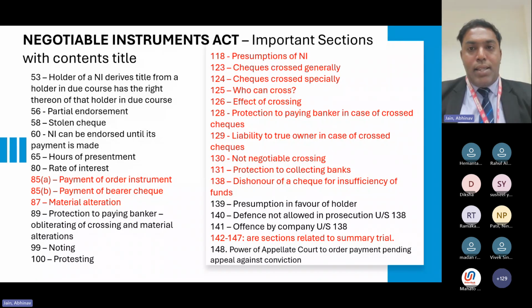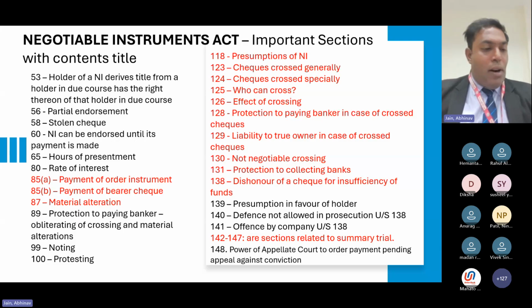Section 128 discusses protection to the paying banker in case of default or in case of crossed checks. Section 129 discusses liability to the true owner in case of a crossed check. Section 130 discusses not negotiable crossing. Section 131 is protection to the collecting bank. Section 138 is dishonor of a check for insufficient fund. Sections 142 to 147 discuss provisions related to summary trial. So these are some important sections.